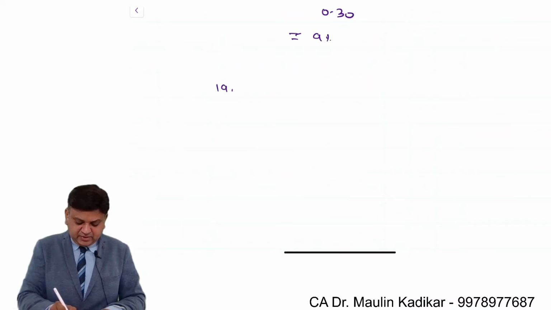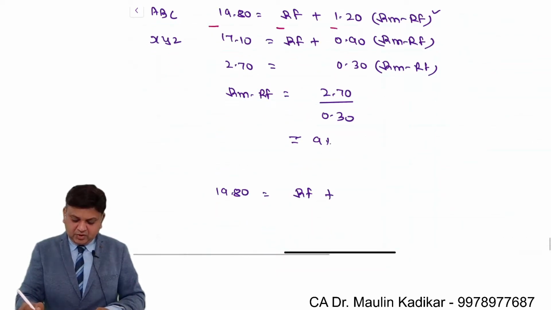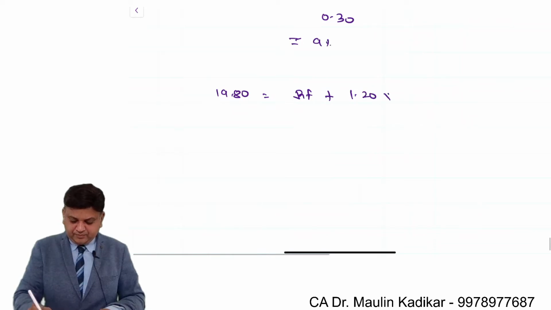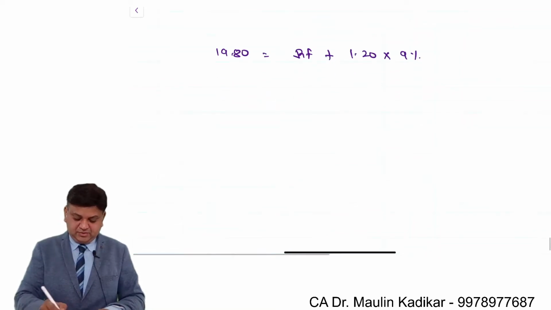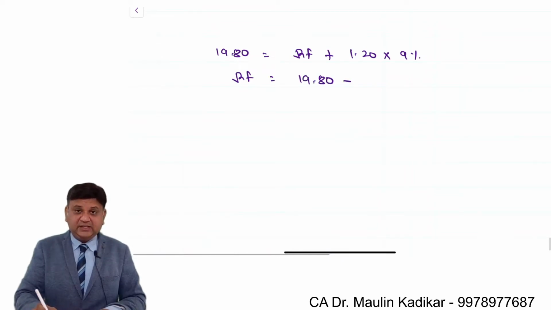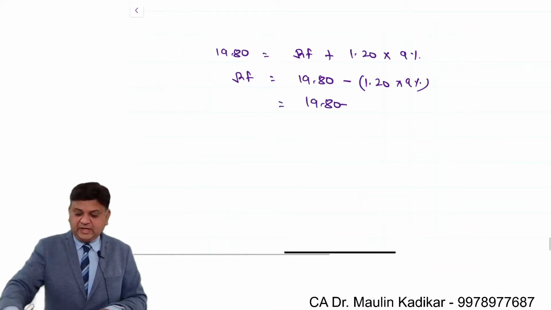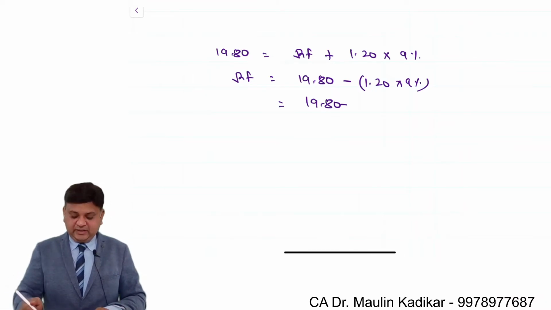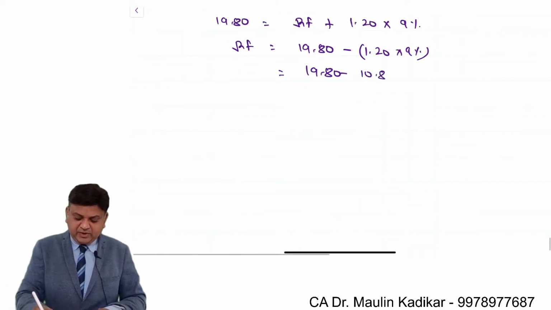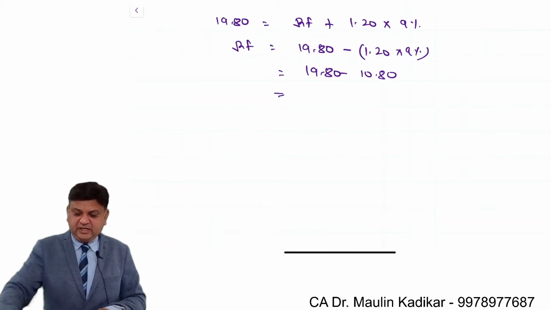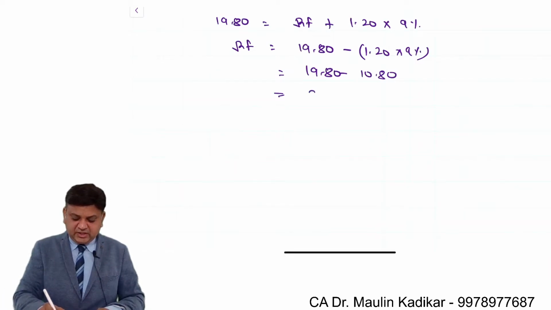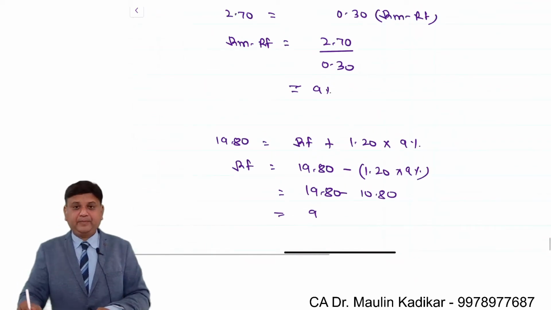That is, 19.8 is equal to RF plus 1.2 into 9%. So RF is equal to 19.8 minus 1.2 into 9%. So please use your calculator. 1.2 into 9 is 10.8. 10.8 is subtracted from 19.8. Coincidentally, it is once again 9%.